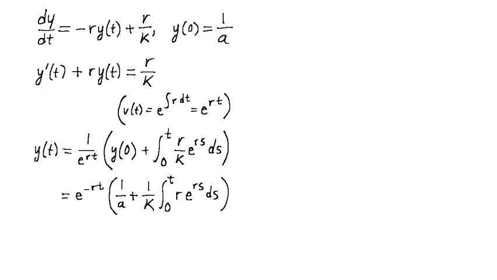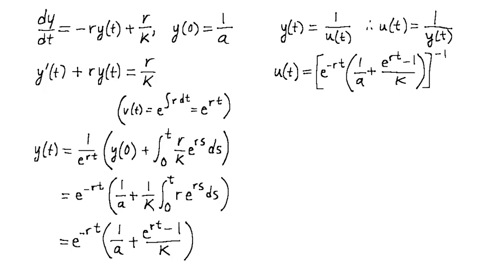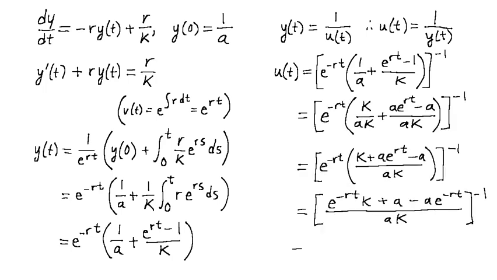And after evaluating the definite integral, we find the following simple expression for y of t. We can now find the solution to the original differential equation by observing that u is equal to 1 over y, and so we have this. Applying some high school algebra in a few steps, shown here, we end up with a tidy formula that shows how population size u depends on time. In keeping with previous videos, we see that as time tends to infinity, the population size tends to its equilibrium value of k.